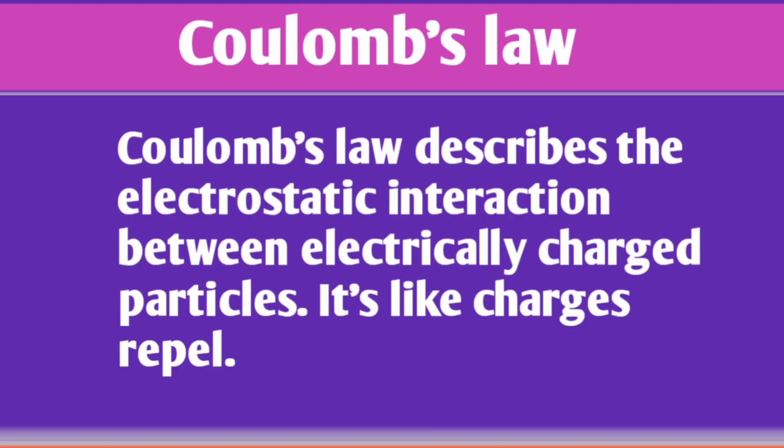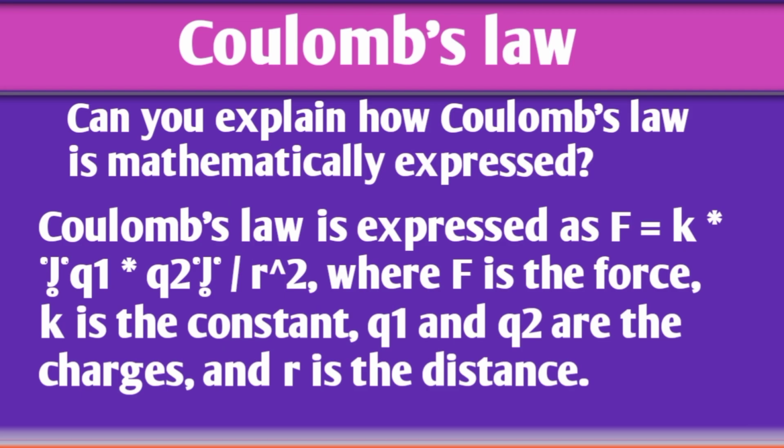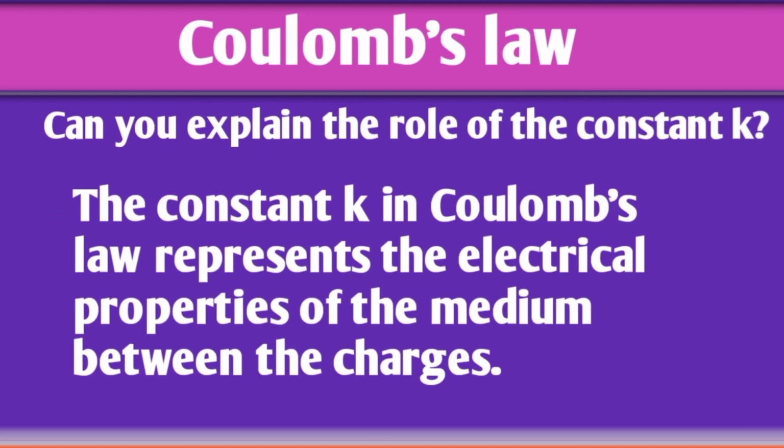Coulomb's law. Coulomb's law describes the electrostatic interaction between electrically charged particles. It's like charges repel. Can you explain how Coulomb's law is mathematically expressed? Coulomb's law is expressed as F = K Q1 Q2 / R squared, where F is the force, K is the constant, Q1 and Q2 are the charges, and R is the distance. Can you explain the role of the constant K? The constant K in Coulomb's law represents the electrical properties of the medium between the charges.